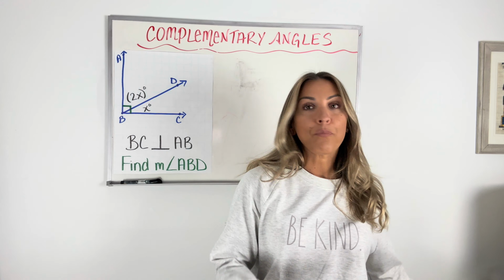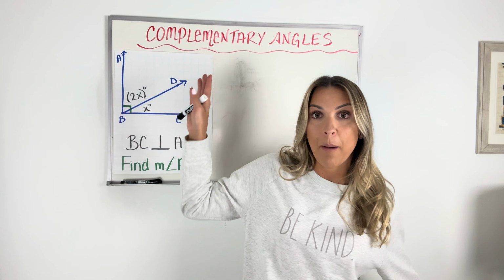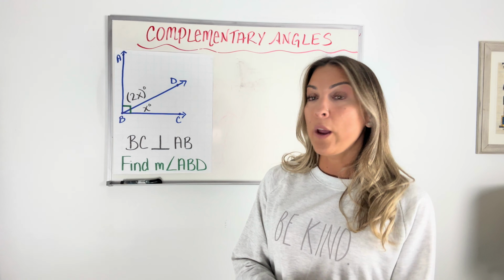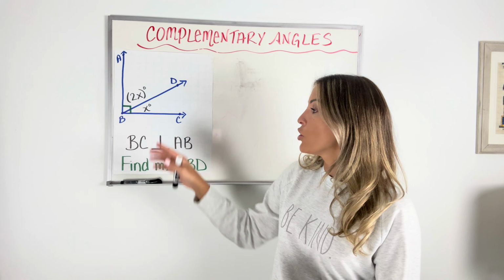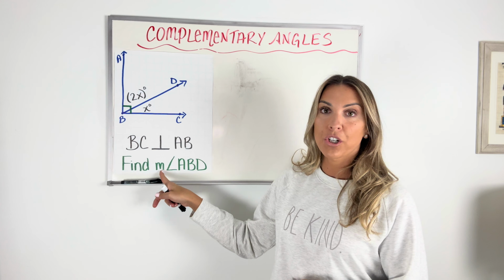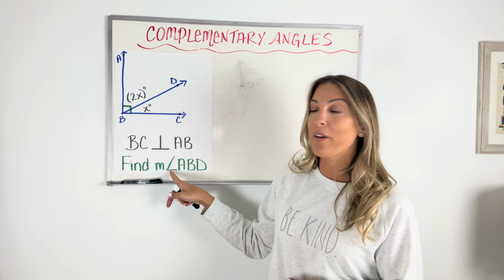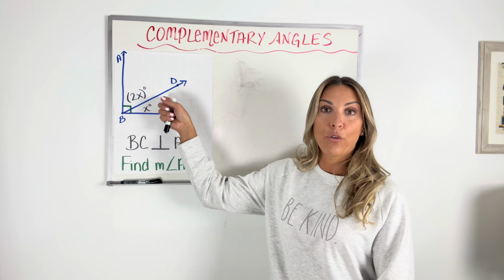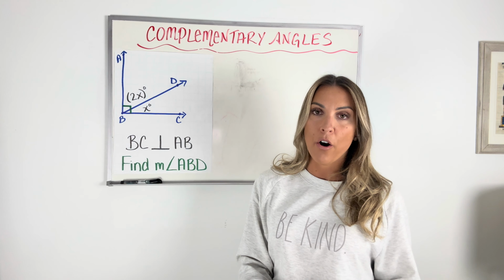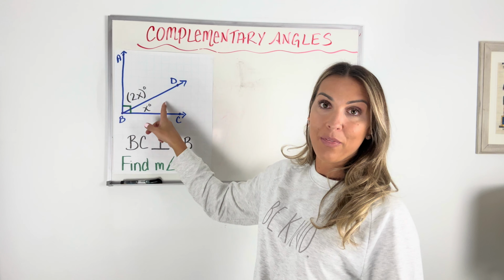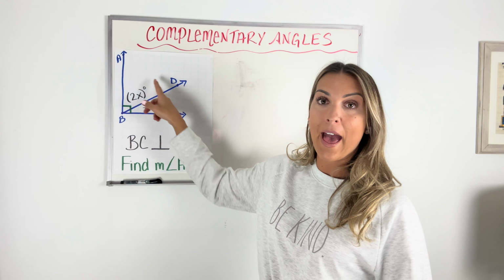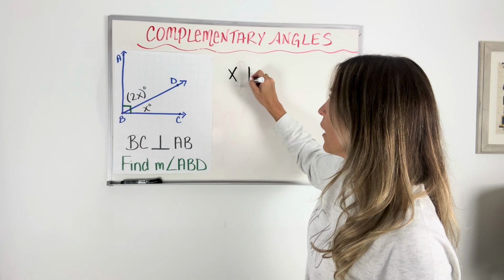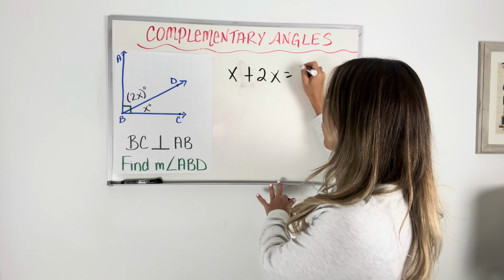All right, so now that we know we're definitely dealing with complementary angles, angles that add up to 90, we're going to learn how to set up our equations to solve for x. In this problem, I'm asked to find the measure, this is the symbol for measure, of angle ABD. But I can't find that until I find the value for x. So that's our first priority. If I know that these two angles together are going to add up to be 90, the way I'm going to set up my equation is x plus 2x equals 90.